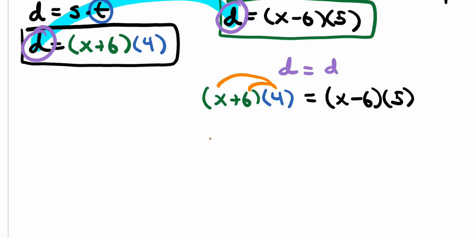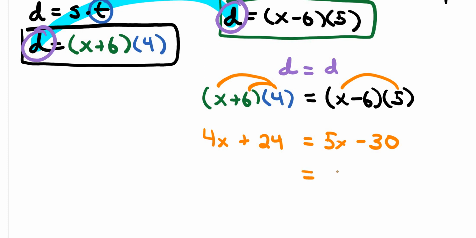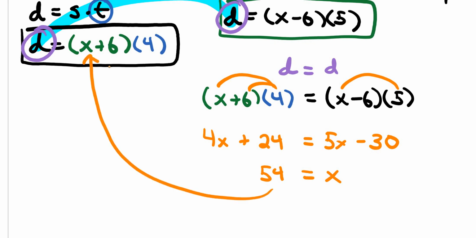So distribute all that, so that's 4x plus 24 equals 5x minus 30. And then from here, you just use your equation-solving techniques. X is going to equal, I believe, 54. Yeah, so x equals 54. And then from there, you can also solve for d by plugging in the 54, and that should really conclude this problem.